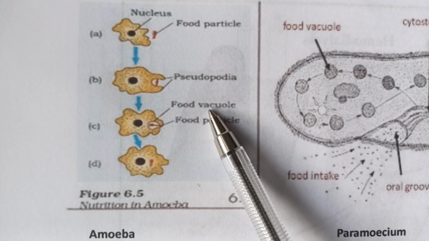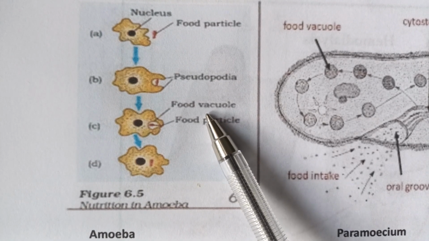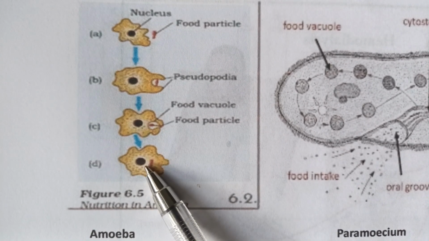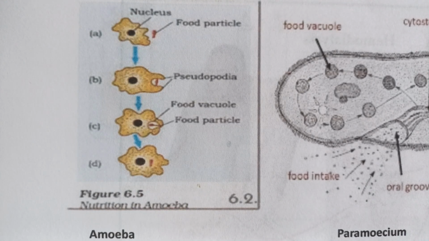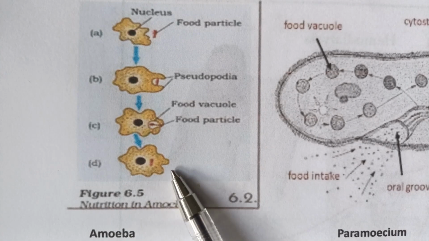Okay, so that's a food vacuole, and then the food vacuole merges with the rest of the cell, and the food particle gets digested into simple substances. The complex substance is broken into simple substances, and the remaining undigested food is then excreted out from the cell surface itself.